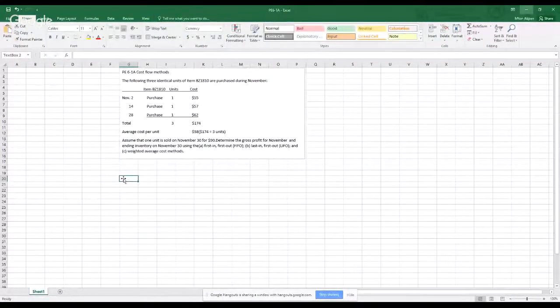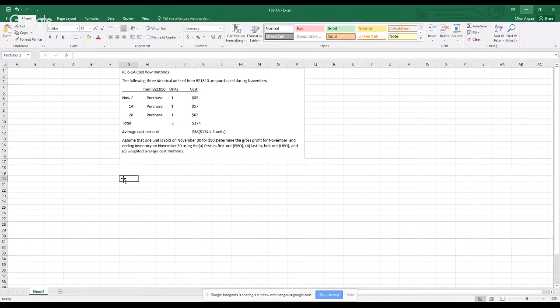It's practice exercise 6-1A, cost flows. So we get into this problem, PE6-1A cost flows.